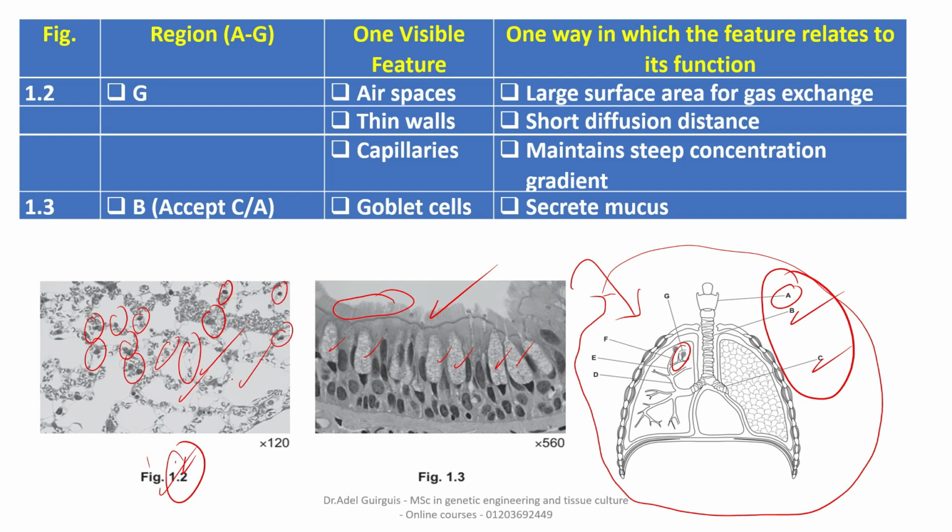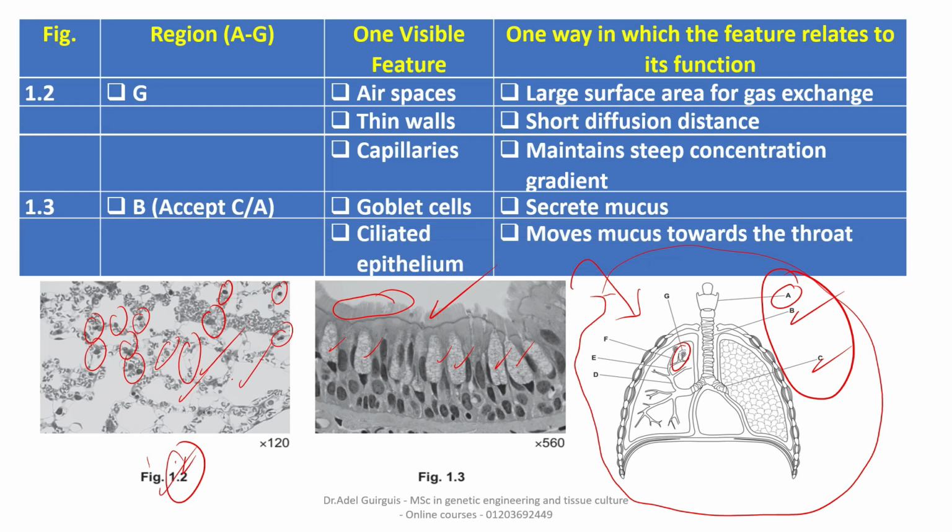One visible feature: goblet cells that secrete mucus, which helps stick germs or pathogens. What else? Ciliated epithelial tissue moves mucus towards the throat. The cilia can move, can waft, moving the mucus with dirt and germs towards the throat. Okay?